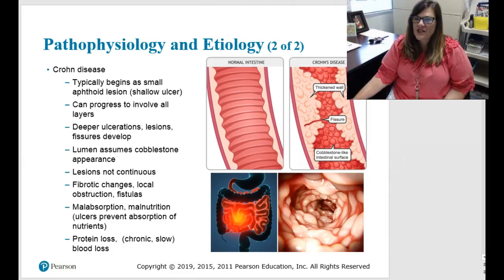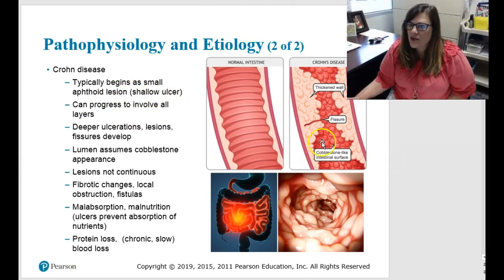The pathophysiology and etiology, this is a normal intestine, and this is Crohn's disease. So with Crohn's disease, it starts as this small little aphthoid lesion, which actually looks like a little ulcer. And then those ulcers can progress into all the different layers. You get deeper ulcerations and lesions and sometimes fissures, but they're not continuous. So it'll be just like these little individual places. And then you have the fibrotic changes.